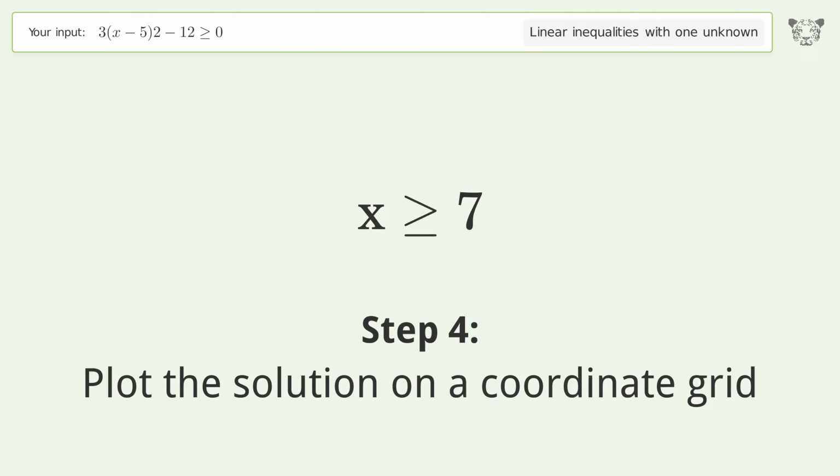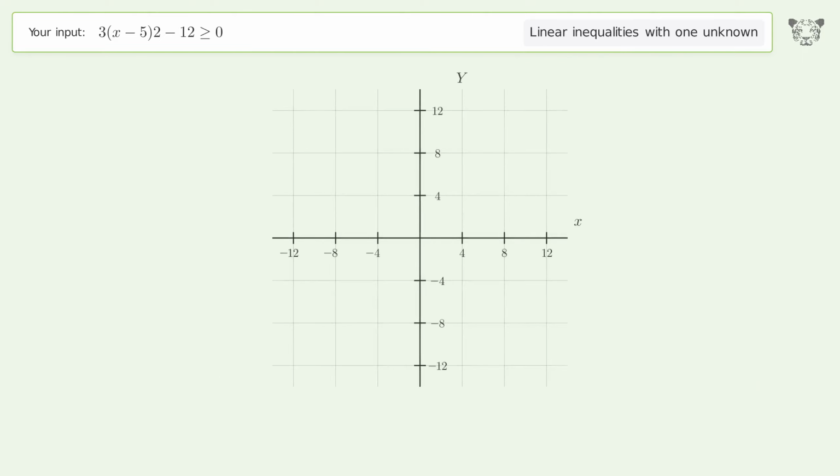Plot the solution on a coordinate grid. And so the final result is x equal or greater than 7.